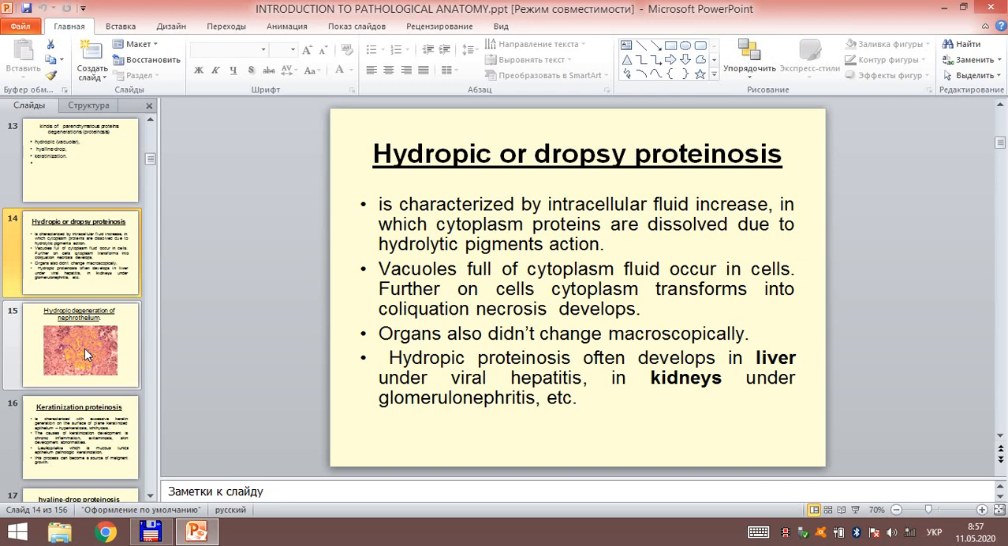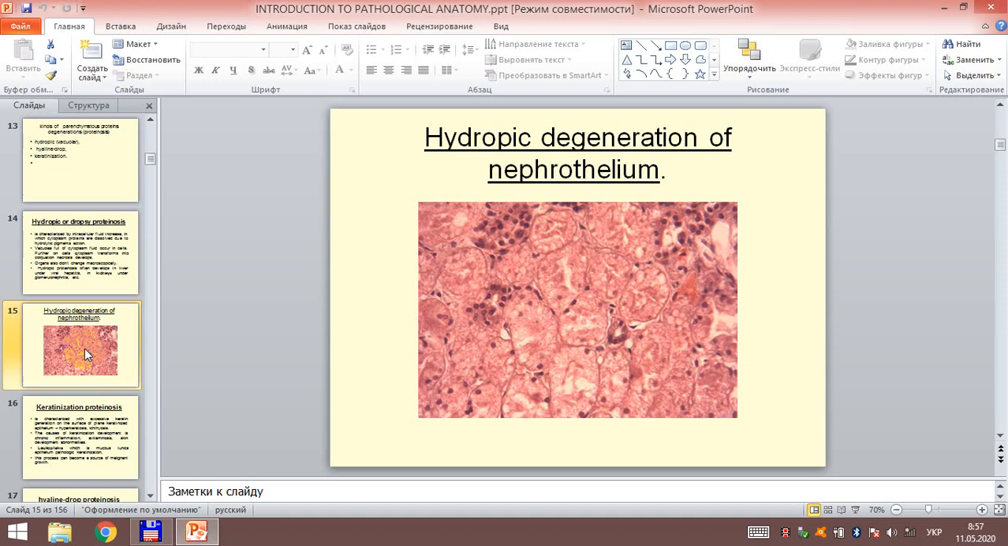In this picture we demonstrate morphological signs of hydropic degeneration of nephroepithelium. You can see in the cytoplasm of the nephroepithelium accumulation of vacuoles. In these vacuoles there is fluid.